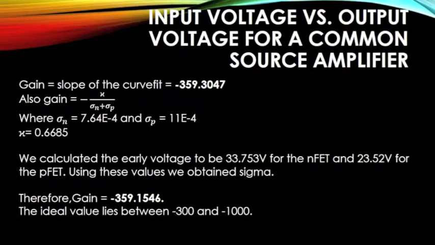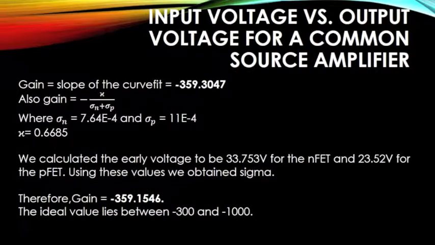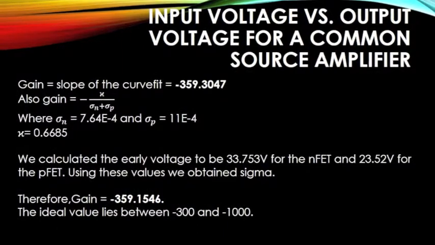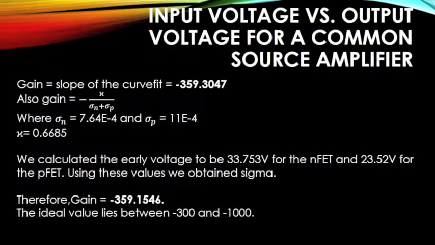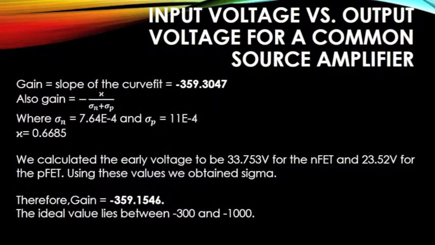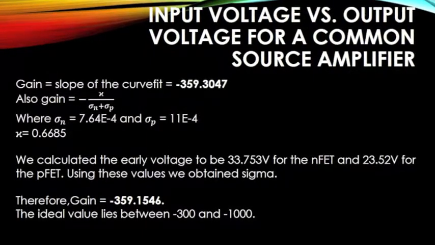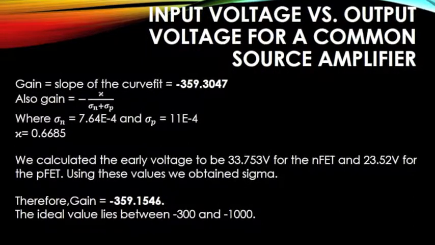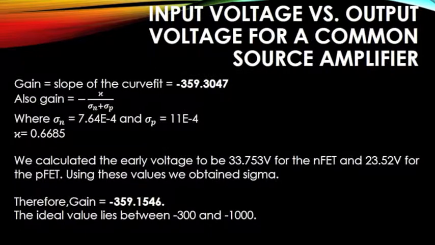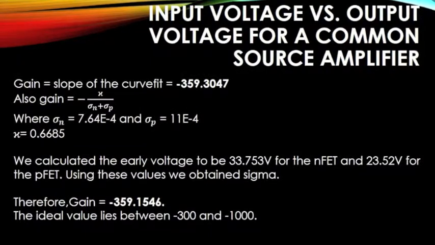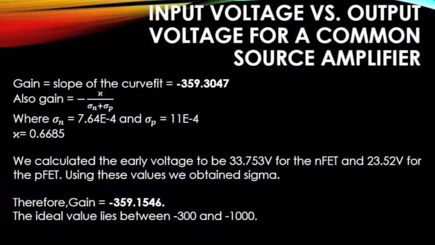Experimentally, we found the gain to be negative 359.3 from the curve fit. Using the values from the previous project, we can calculate the gain to be negative 359.15, which matches very closely to the experimental value. The ideal value would lie between negative 300 and negative 1000 for the gain.